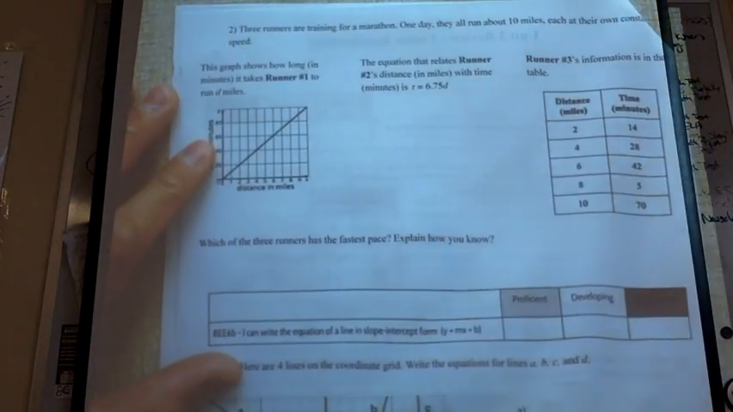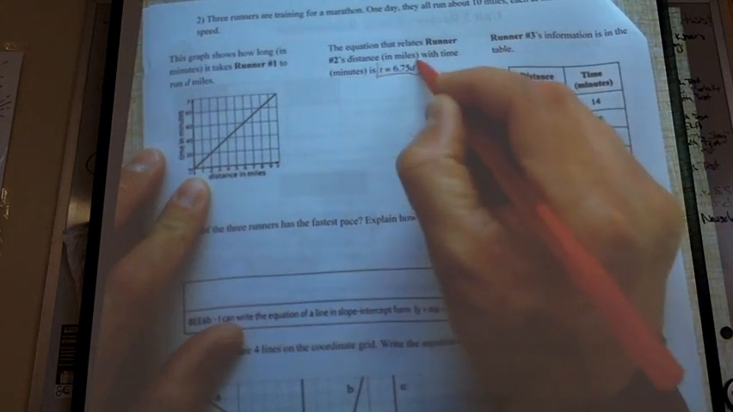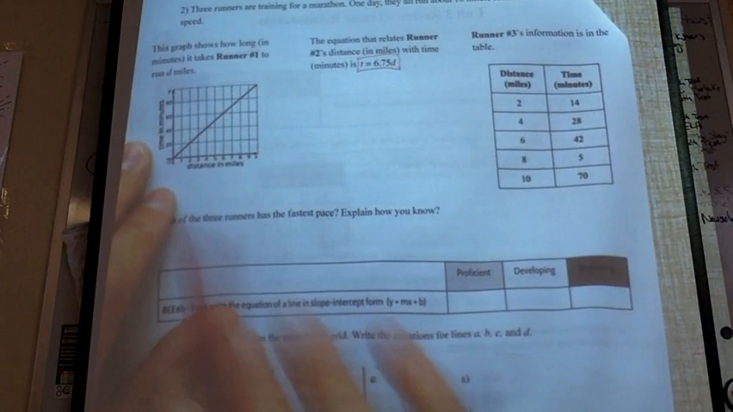So on number 2, it's asking you to compare 3 different runners. It says 3 runners are training for a marathon. One day they all ran about 10 miles, each at their own constant speed. The first one's giving us our information using a graph, the second one's giving us an equation, and the third one's giving us a table. So what we have to do is figure out how fast each of the runners are, and then the last question here is they want to know which of the 3 runners was fastest, and how do we know?